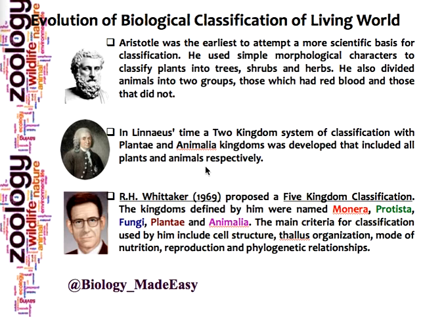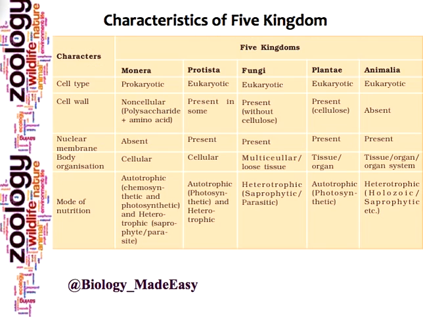And then because there are several shortcomings of the earlier two classification schemes, Whittaker in 1969 came up and proposed a new classification scheme that is called five kingdom classification. It is called five kingdom classification because in this scheme there are a total of 5 kingdoms. Those kingdoms are Monera, Protista, Fungi, Plantae and Animalia. I have listed the main criteria of the classification used in his scheme as characters.